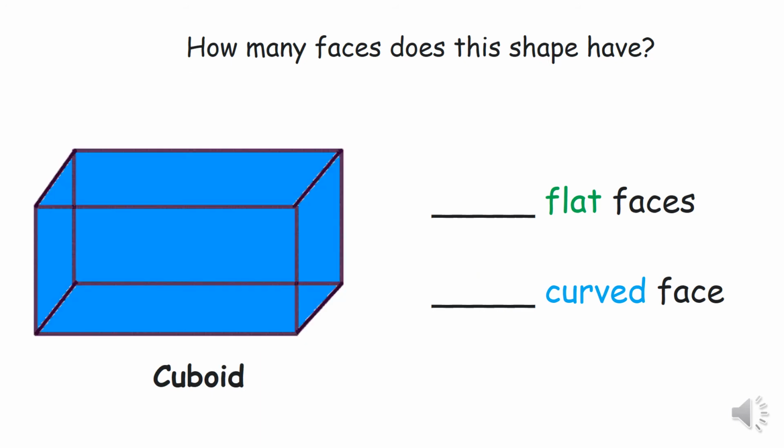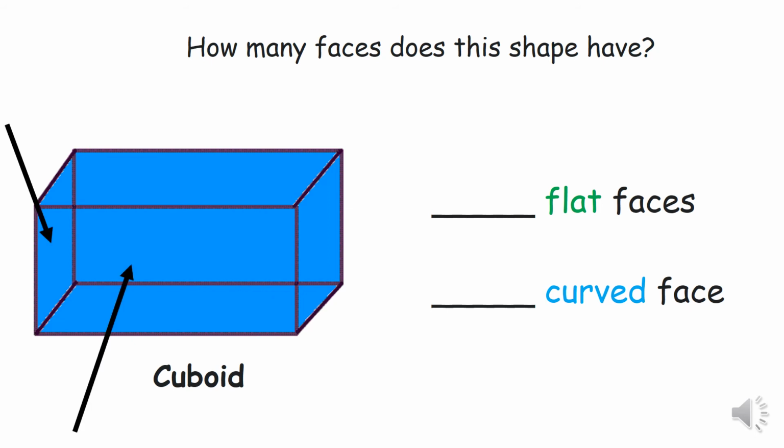Our next shape is a cuboid. Now, cubes and cuboids are very, very similar. Slight differences, but usually they're very similar. So we're going to have a look at their faces. Can you see any curved faces on the cuboid? No, just like the cube, there are 0 curved faces, but there are lots of flat faces.